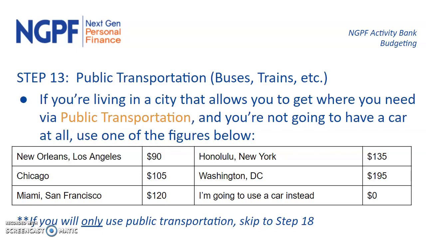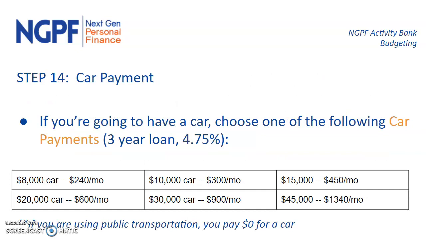So how are you going to get around? If you're living in a city that allows you to get where you need with public transportation, and you're not going to have a car, you can use the figures below. If you will only use public transportation, you can skip to step 18. But more than likely, you're going to have your vehicles.